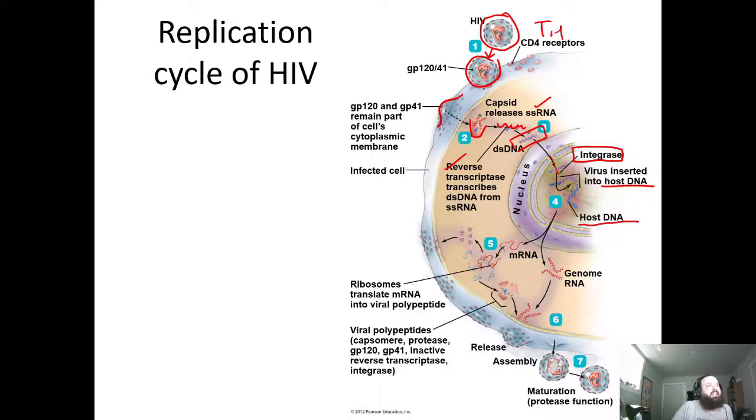Because it's in the host DNA, it can be transcribed to make mRNA or transcribed to make genomic RNA. The mRNA will then get translated into viral proteins. The genomic RNA that gets transcribed from the host DNA is now made as well. These are going to come together, get packaged into a vesicle that's budding off of the cell, and the virus, based on the protease activity, will rearrange and mature when it has exited the cell.